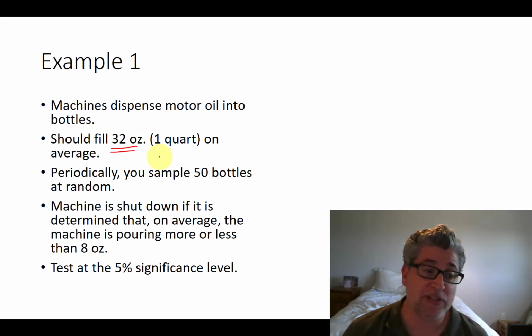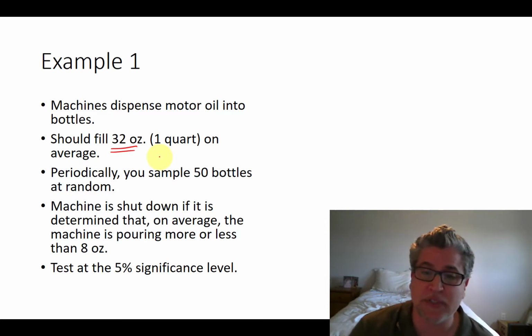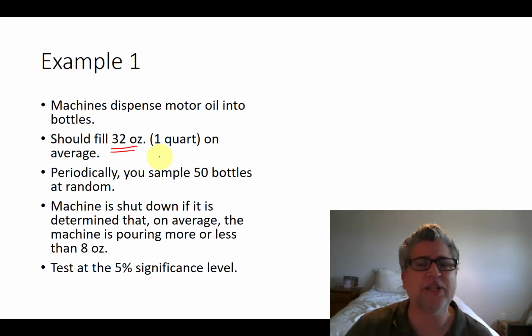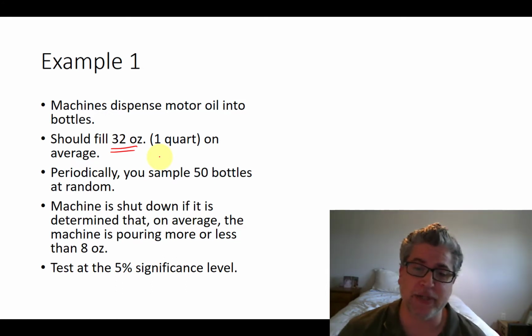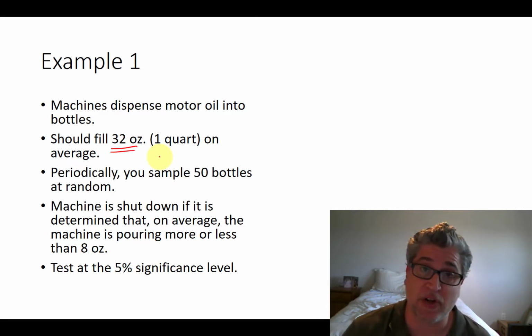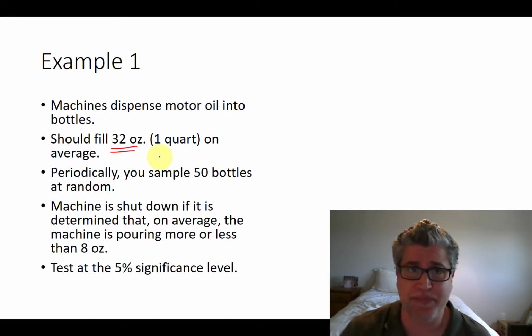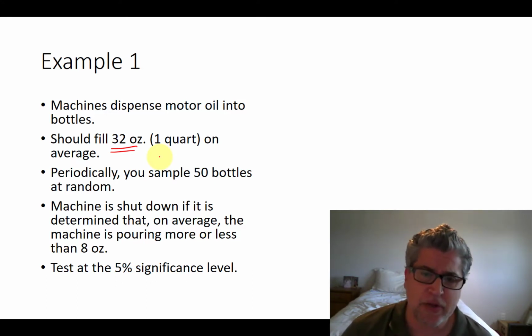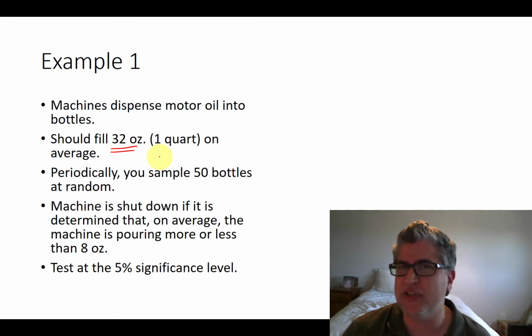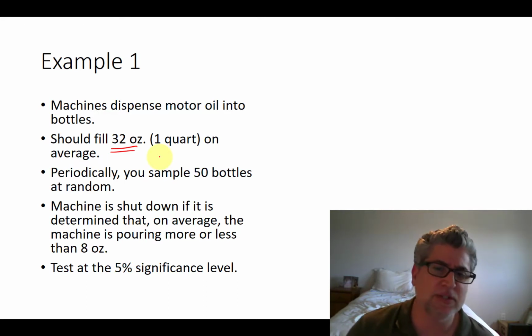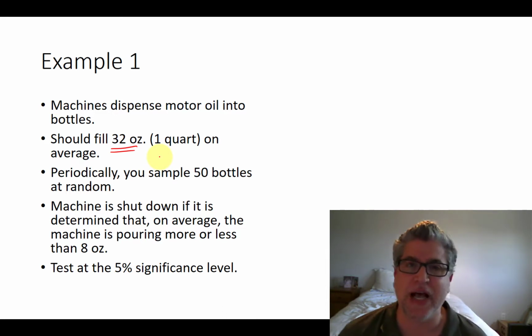Now it could be 32 ounces and a couple of drops, or 32 ounces minus a couple drops. But it should be, on average, at least 32, because that's what you're claiming on your packaging. You don't want to fill less, because then it's false advertising and you could get sued, or you just piss off your customers. And we wouldn't want to overfill, because then you're giving away product for free. So you want 32 ounces on average, and that's your task.